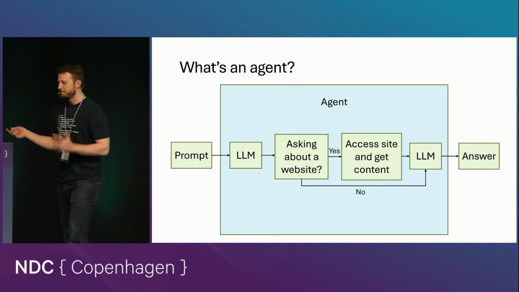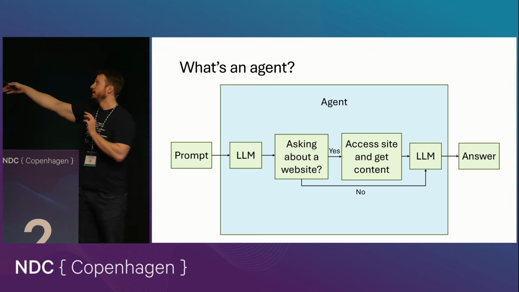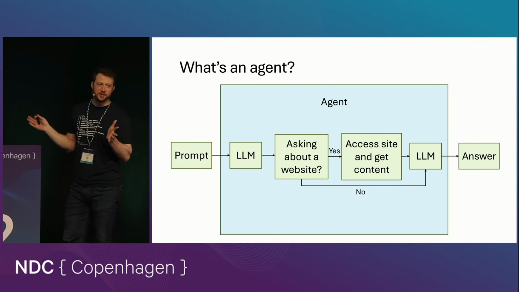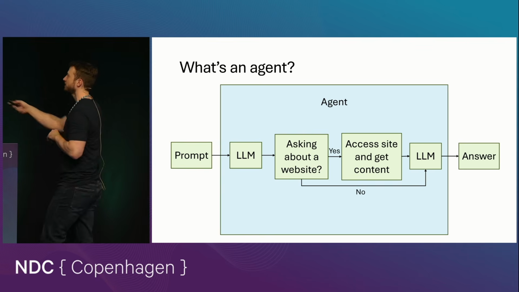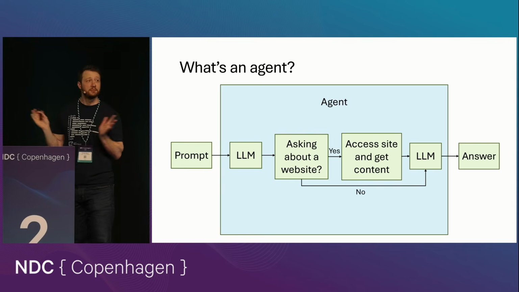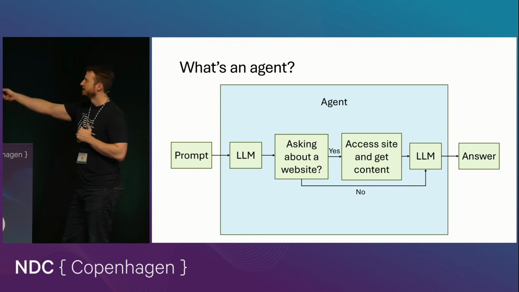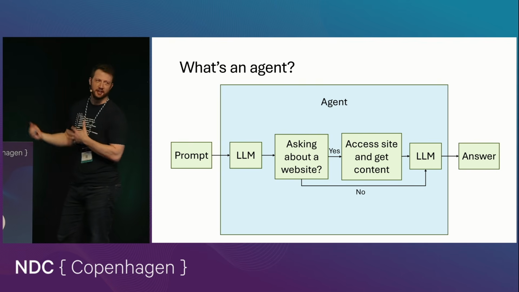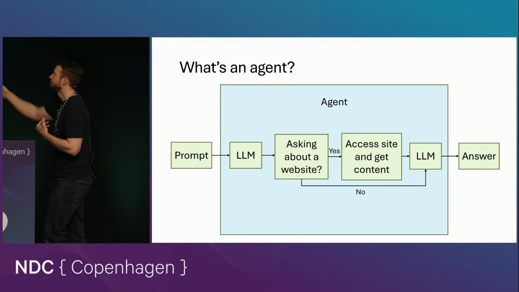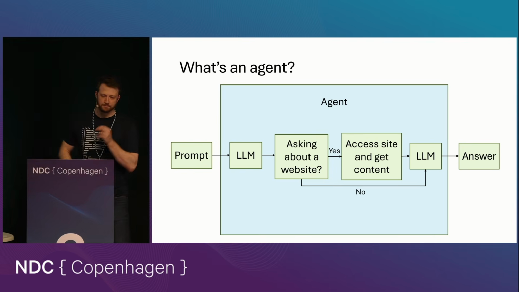A very simple example of what that looks like: we send our prompt, it goes to the LLM, and it says, hey, before I do anything else, are they asking about a website? And whatever their question was. And if they are, I can't do that because I can only do text in and text out. I don't know anything about websites unless it's in my training data. So instead of looking at my training data, go to the site, get the content, then put the content back to the LLM and synthesize some kind of response from that. And then spit out the answer. And if they're not asking about a website, then whatever, just get the answer.